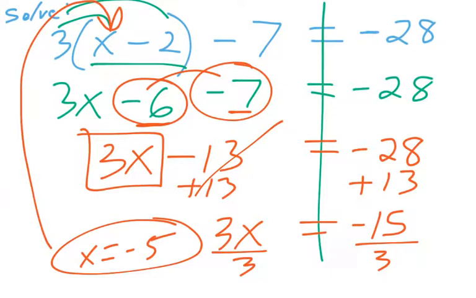If you want to plug it in, do order of operations, let's try that. So negative 5 minus 2, that's going to be negative 7, right? Negative 7 times 3 is negative 21. Negative 21 minus 7 is negative 28, so it does check out.